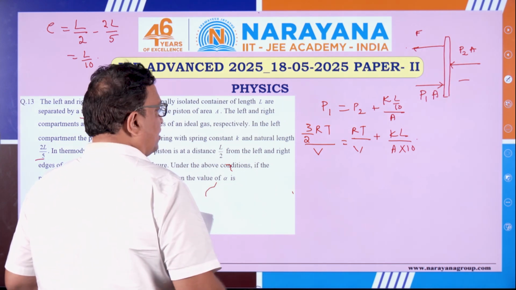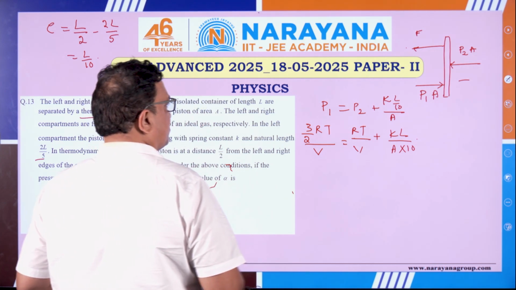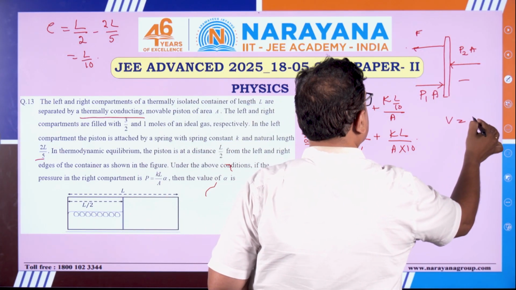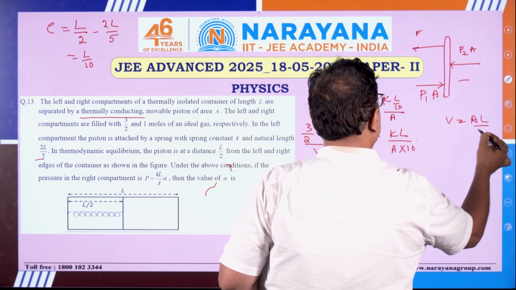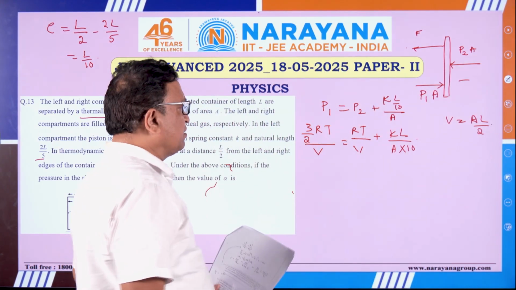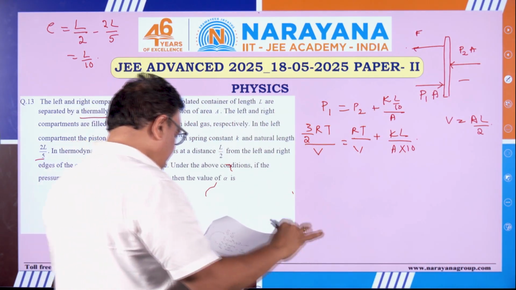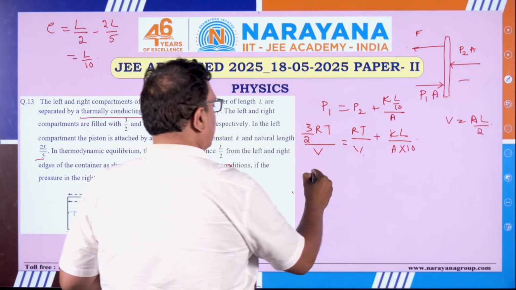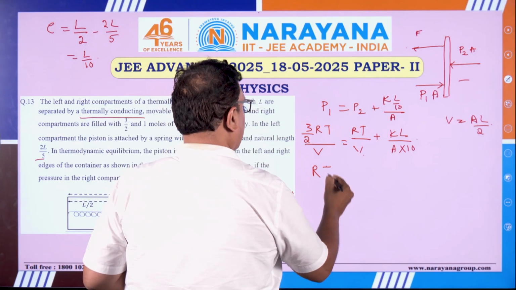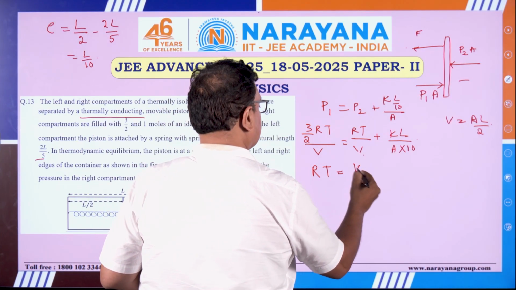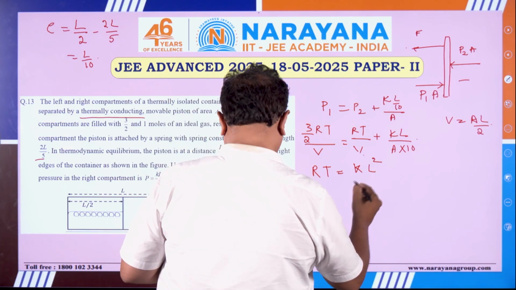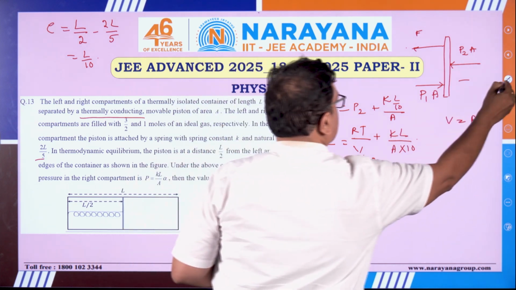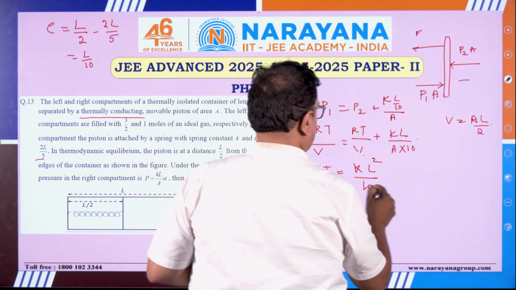What exactly is volume? Wherever you have volume, you can simply write A into what is volume? Volume each side is A into L by 2. So by substituting all that, you will come across a condition that R into T can be written as KL square by 10.